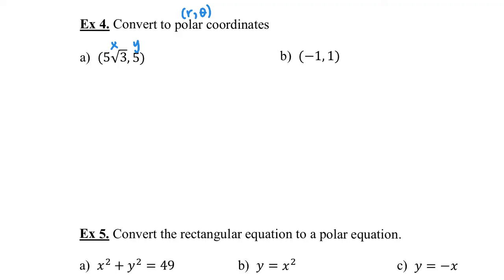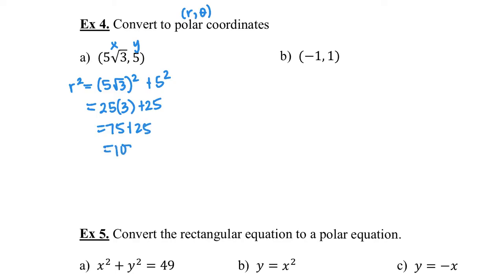r squared equals x squared plus y squared. x squared, 5 root 3, so 5 root 3 squared plus 5 squared. 5 squared is 25, root 3 squared is 3, so 25 times 3. So r squared is 100, so r is going to be 10.